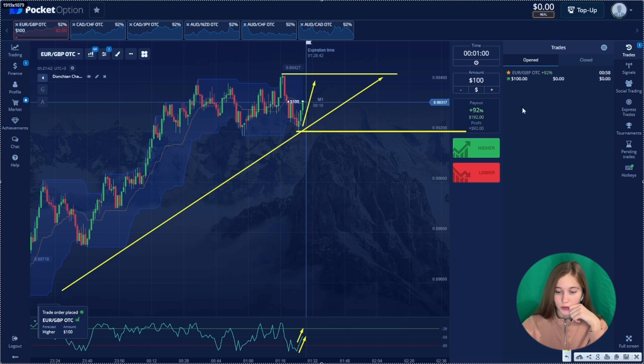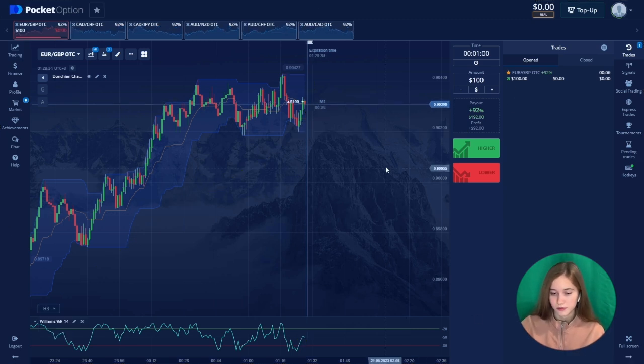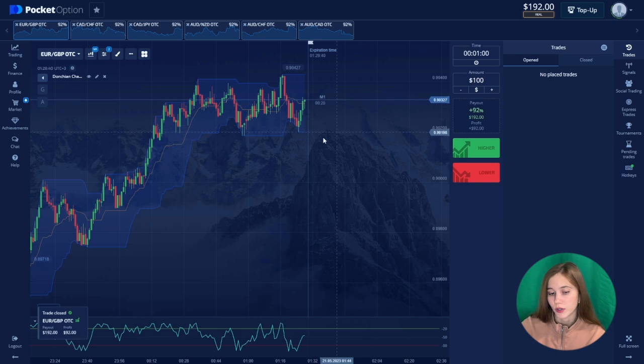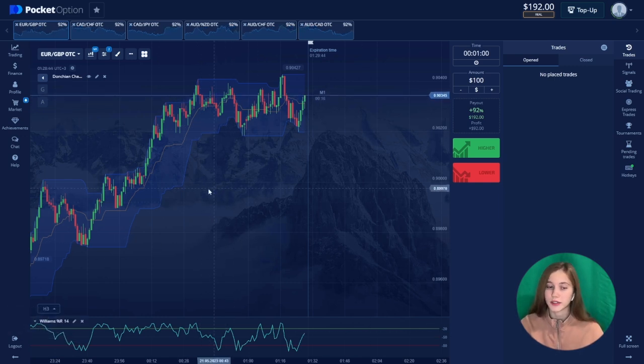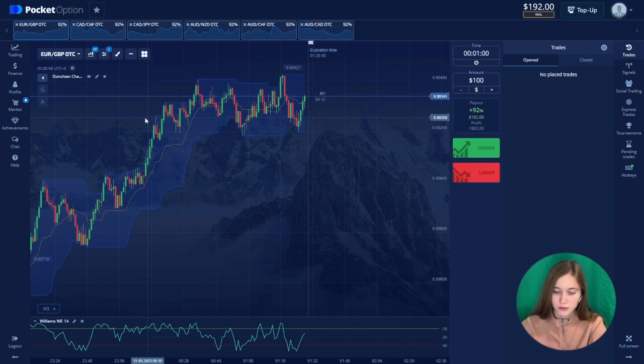Let's see by our chart. Four seconds left until the end of our deal. So this deal closed in profit. The total profit was $92. Our balance is already $192. So let's move on.